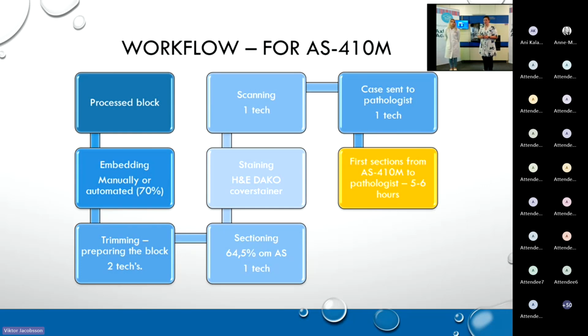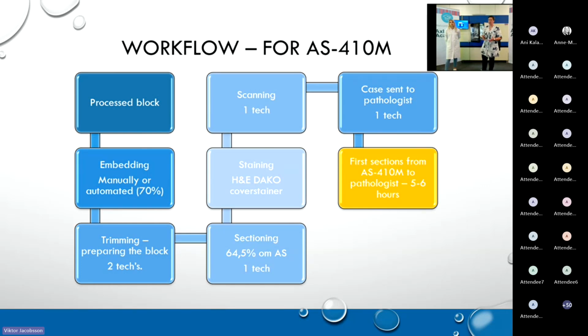Then there will be the sectioning, and it's one technologist who is handling that all through the day, but it's the same technologist who is also putting the done sections to the cover stainer. We use the Dako cover stainer. So you don't have another technologist coming in to do that. Then we have the scanning, and again, we use one technologist, and it's the same technologist who is unloading the slides from the staining, and they will also do the QC of the scanning, and then send the case to the pathologist.